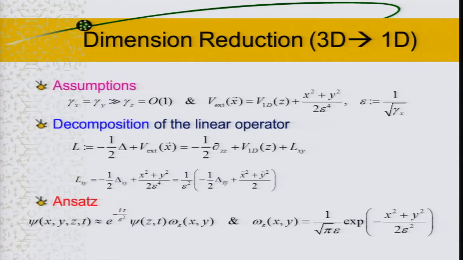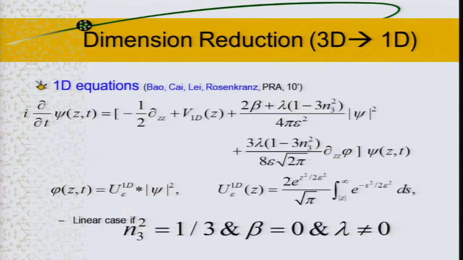Also, in one dimension, you can do similar stuff. You can end up with the following model. In 1D, the model looks like this one. You assume in the x, y directions they follow a linear part. Interestingly, here you can see in 1D, this part becomes lambda times 1 minus 3 n3 squared, because n is the dipole direction, n1, n2, n3.